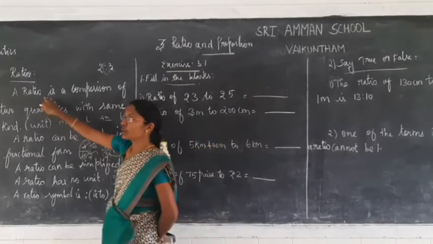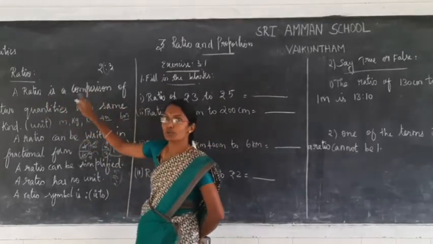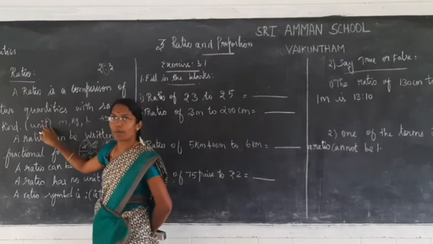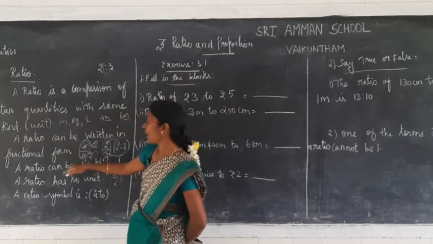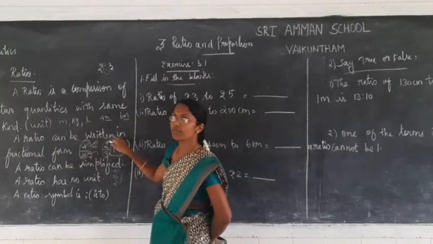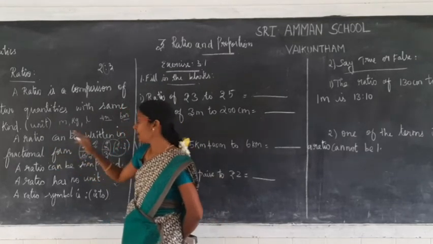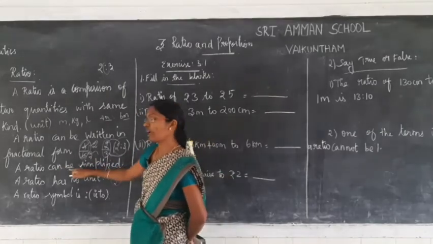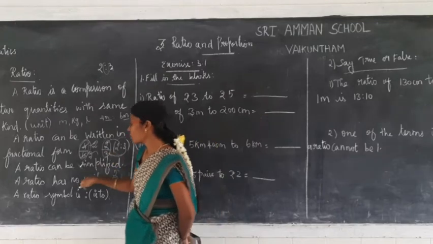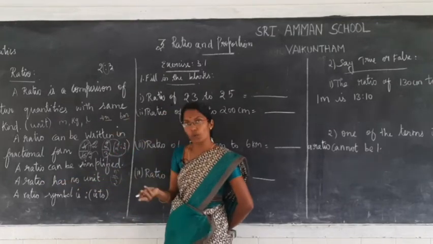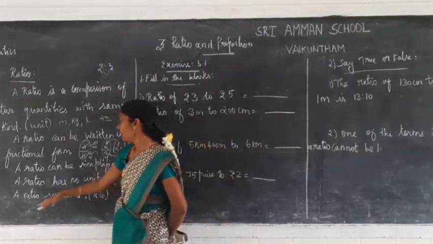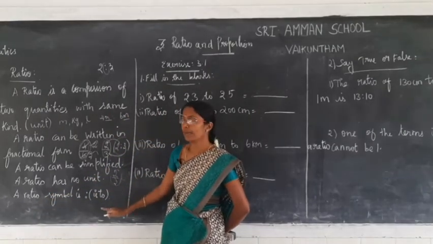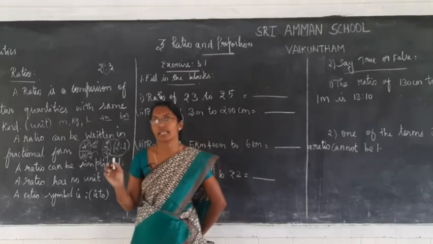So once again we go through these points. Ratio is a comparison of two quantities of the same kind, that is, the same unit. Next, a ratio can be written in fractional form. Next, a ratio can be simplified. Next, a ratio has no unit. Next, the ratio symbol is 'to'. Okay, clear? So next we move to the exercise problems.